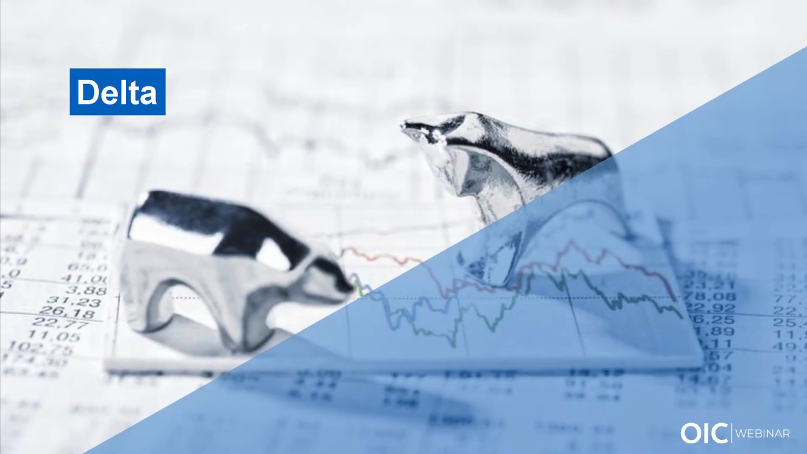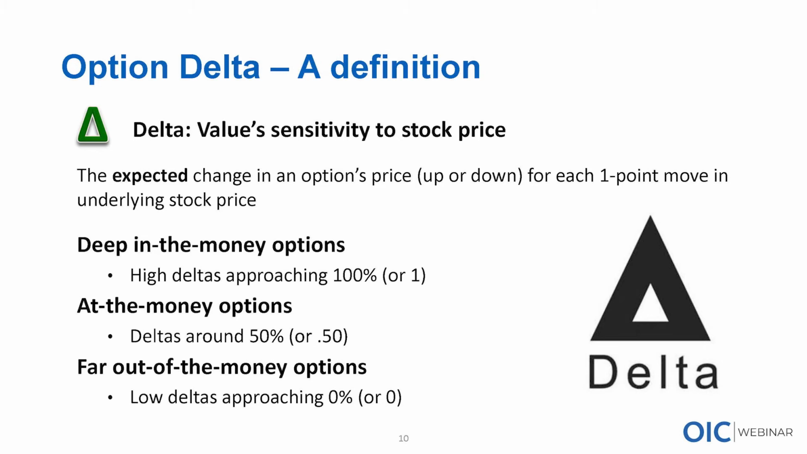All right, so let's take a look at the first Greek. The first Greek we're going to look at today is delta. And delta is probably the most familiar of all the Greeks. It's the easiest, I think, of all the Greeks to understand. So each option has its own delta, and whether it's in the money, at the money, or out of the money, the option's delta is going to be different depending on whether the contract is in the money, at the money, or out of the money.